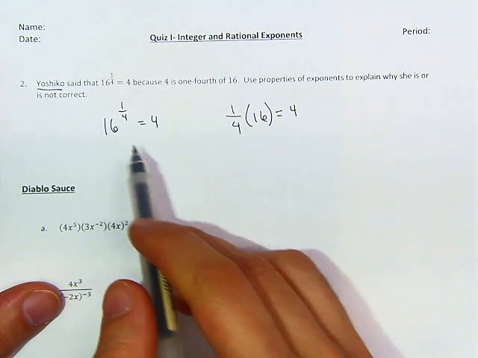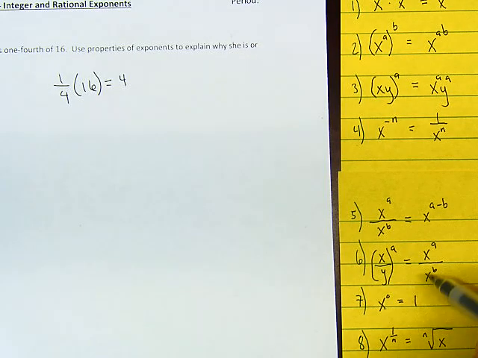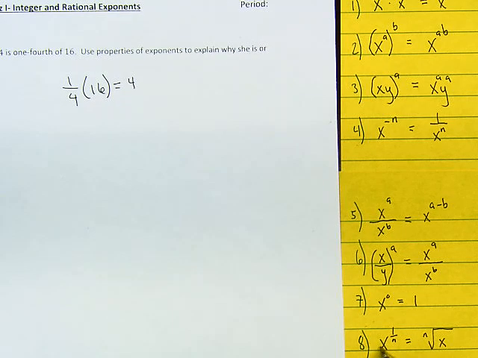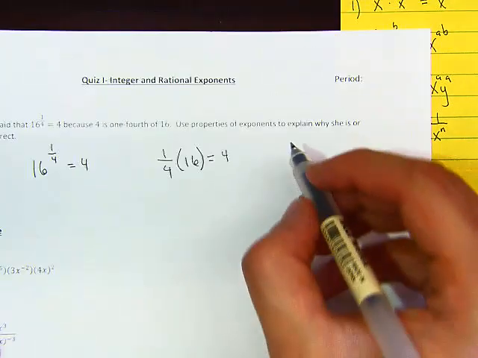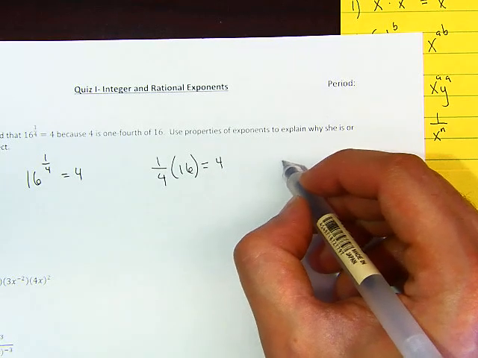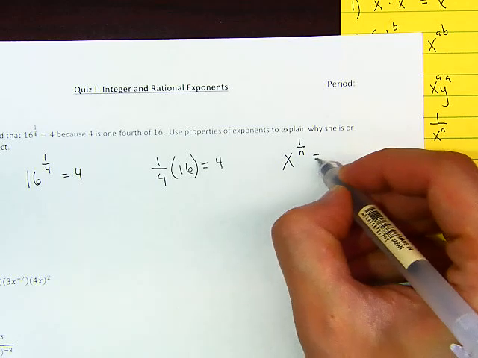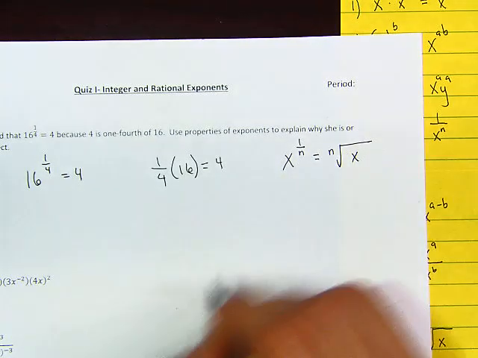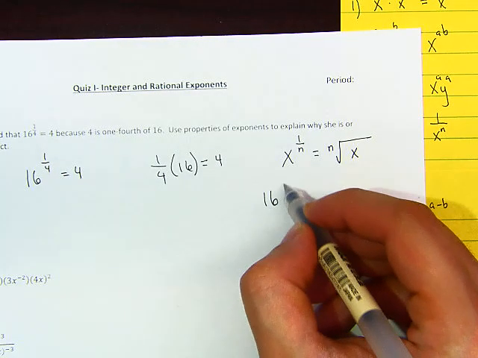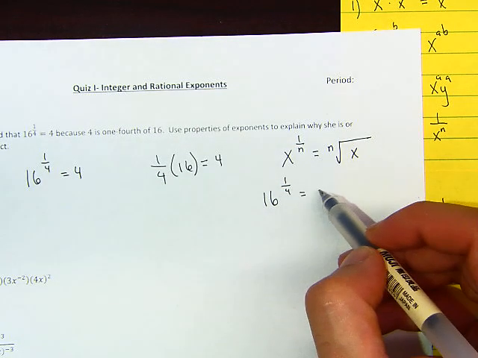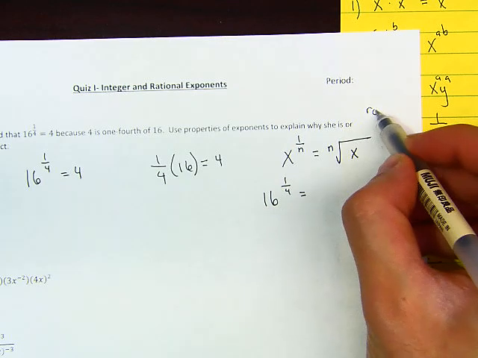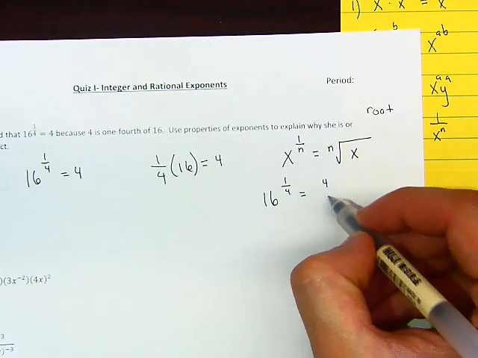All right, so here, which properties can we look at? We're going to be looking at this one over here in the bottom. What this is saying is that if you have some x to the 1 over n, it's equal to the nth root of x. So here, for example, if I have 16 to the 1 over 4, notice that whatever is in the denominator of that fraction becomes the root of it, right? So this is the 4th, right?